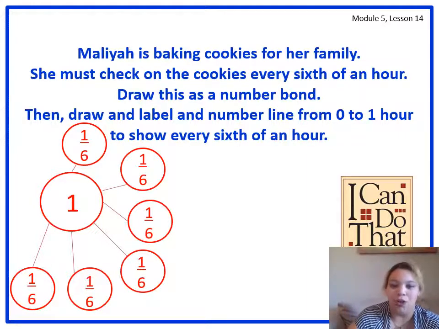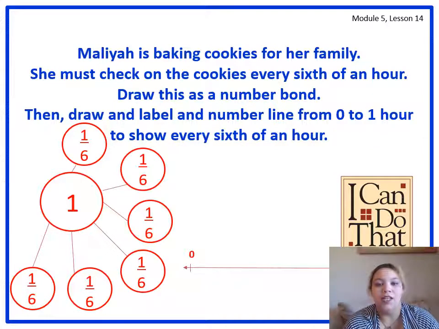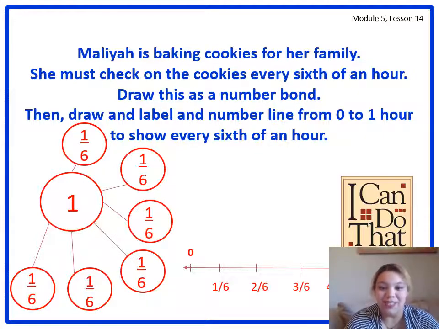All right, now it says that we're not done though. We have to also show that on a number line. So I'm going to make my number line, and I'm going to label it from 0 to 1. Now, like we said, it's going to be every 1/6 of an hour, that means we're going to need to break up that one whole into 6 equal pieces. Let me go ahead and do that now. All right, now the last thing that we have to do is go back and label it. So let's go ahead and label it. Ready? 1/6, 2/6, 3/6, 4/6, 5/6, 6/6, and of course, once we get to 6/6, that's going to equal 1 whole. Good job.